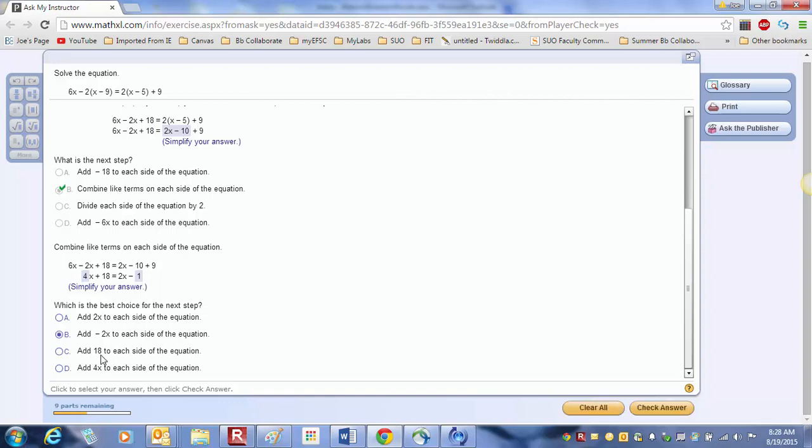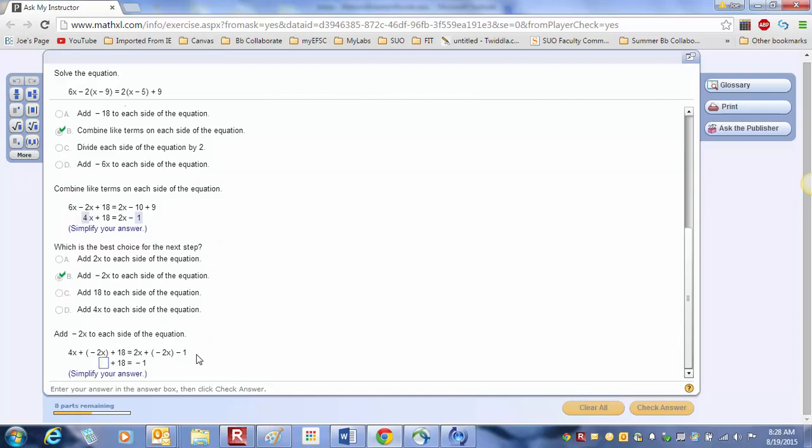Adding 18 is not going to help, because 18 plus 18 is 36, and that's not going to cancel. Also, adding 4x is not going to help, because 4x plus 4x equals 8x. So the best option is to add the opposite of 2x, which is negative 2x. Let's check. Okay.